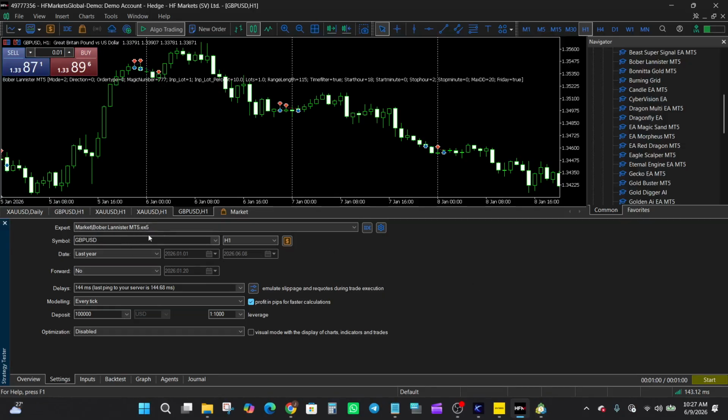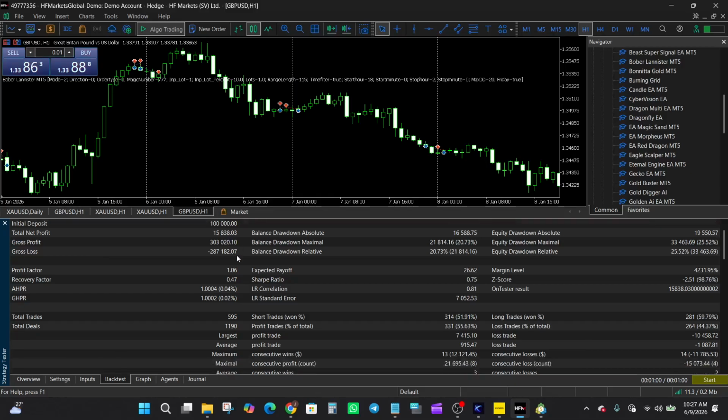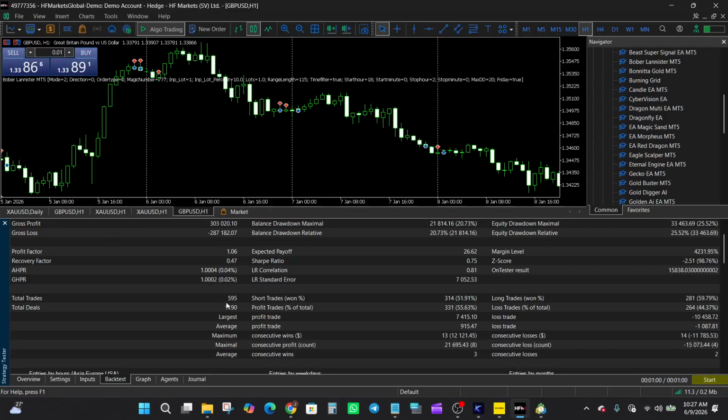So we tested the Lannister EA on GBP USD on the H1 time frame from the beginning of this year 2026 till date, and we use the last ping to the server for the delays. We are using the every tick modeling. Okay, so looking at the results now, we can see that from an initial deposit of $100,000, over 15% profit was made. Total net profit 15,838.03. The total trades were 595.